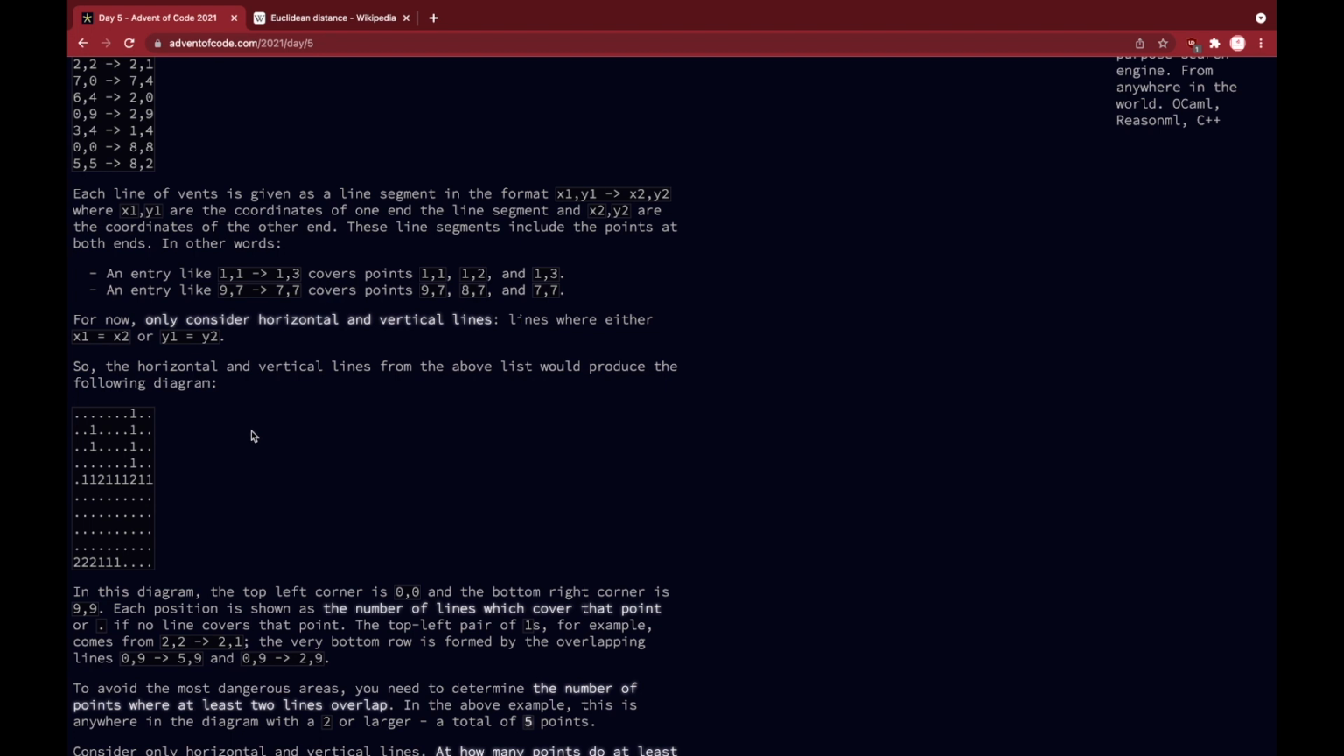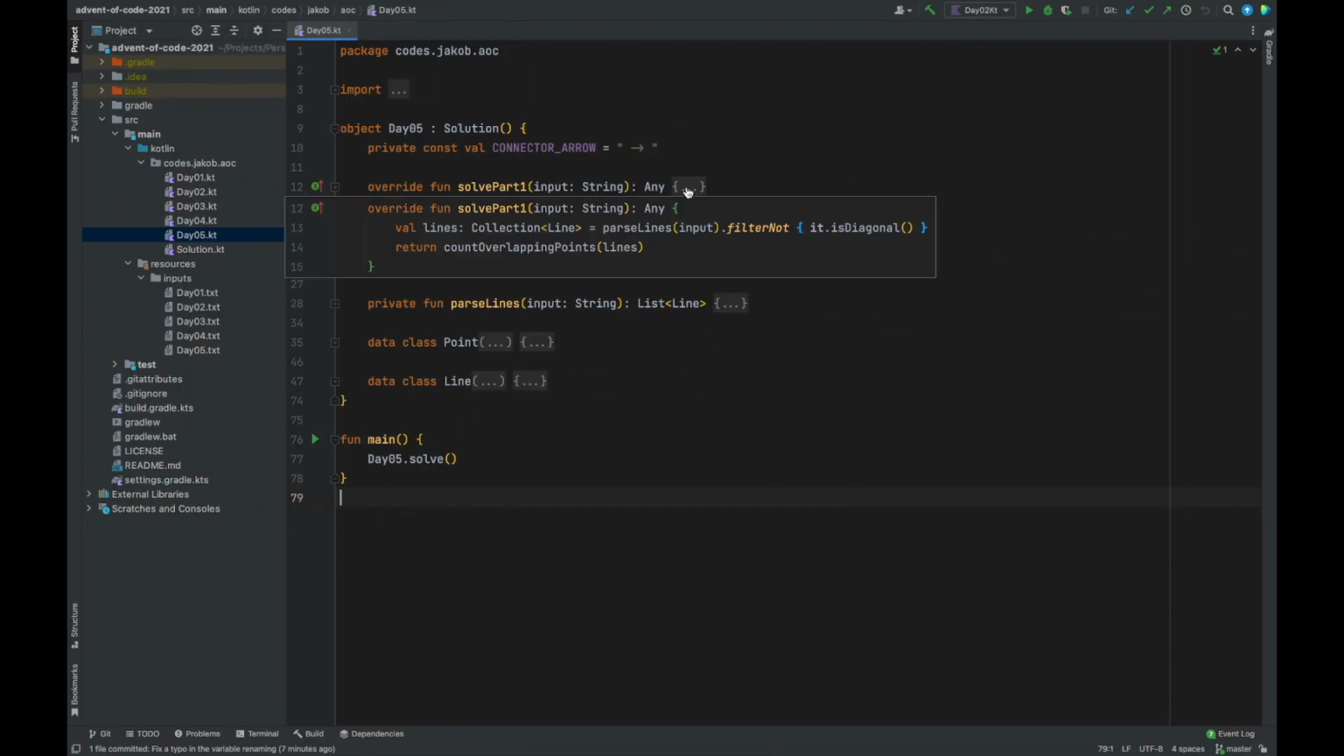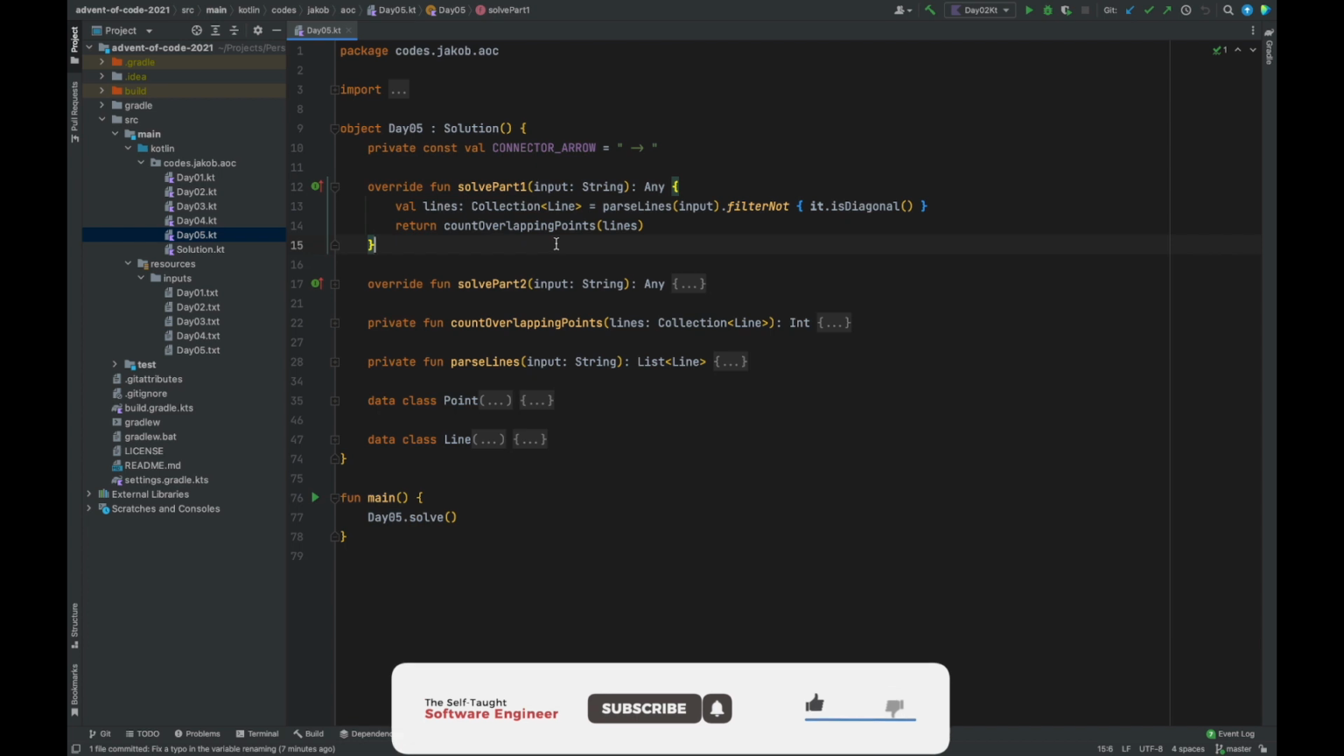Yeah, so let's jump into the implementation. So let's check out how I solve part 1. I'll go step by step. So the first thing we obviously need to do is parse this in some way that we get the actual points, right? And then we can start drawing lines and whatnot.